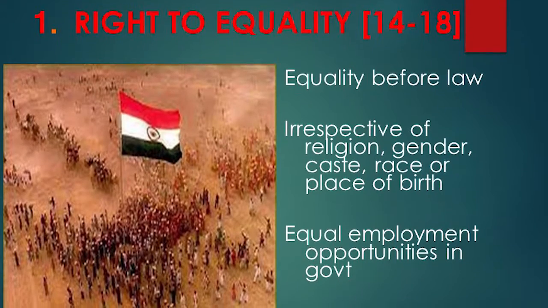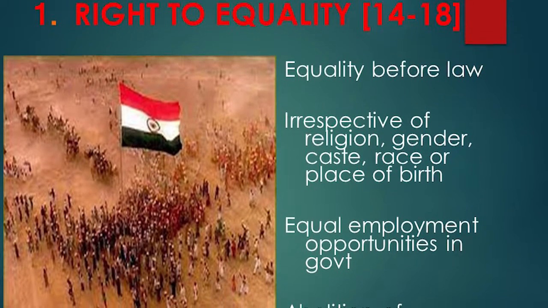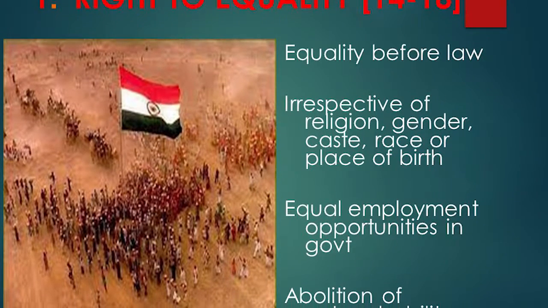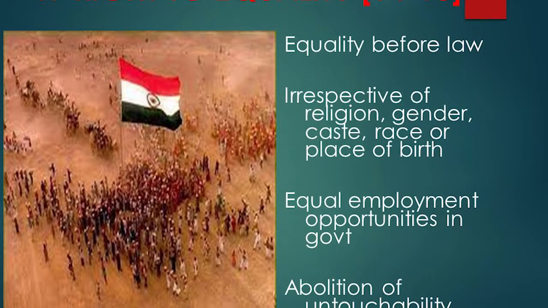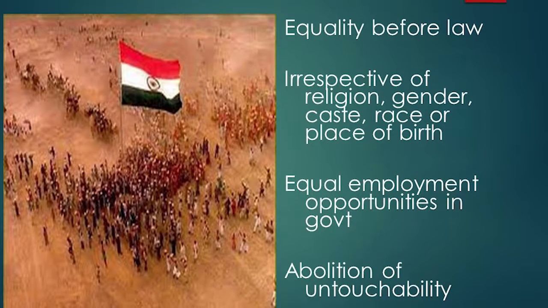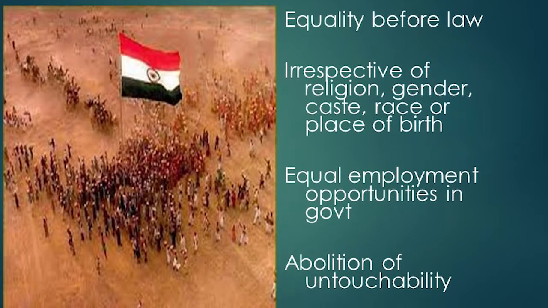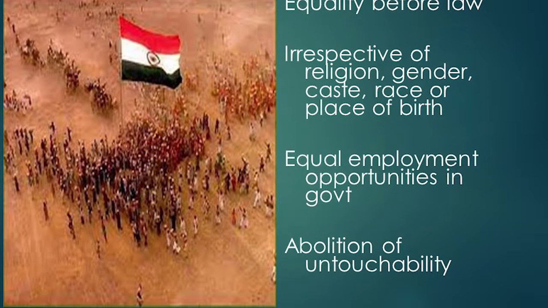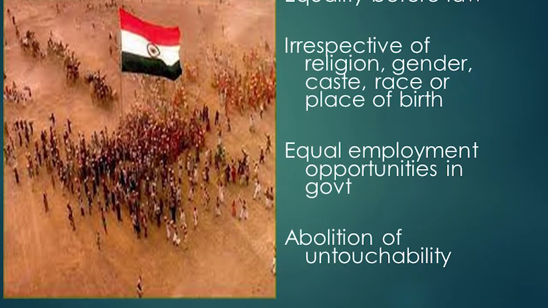Right to equality is part of Articles 14 to 18. Let us look at each of these a little more closely. Irrespective of religion, gender, caste, race, or place of birth, I am equal as anybody else. I have also the right to access equal economic opportunities, equal employment opportunities in the government. And the abolition of untouchability is also mentioned between Articles 14 and 18.